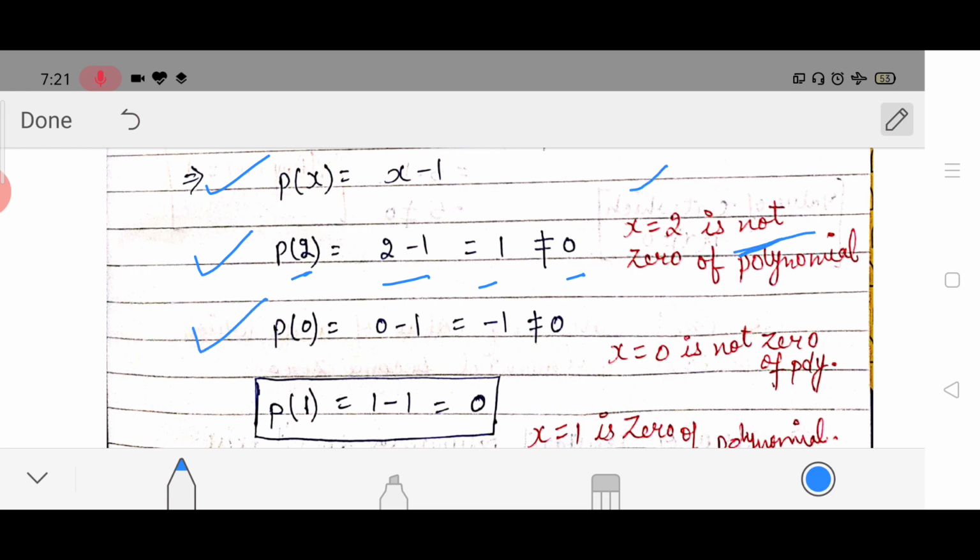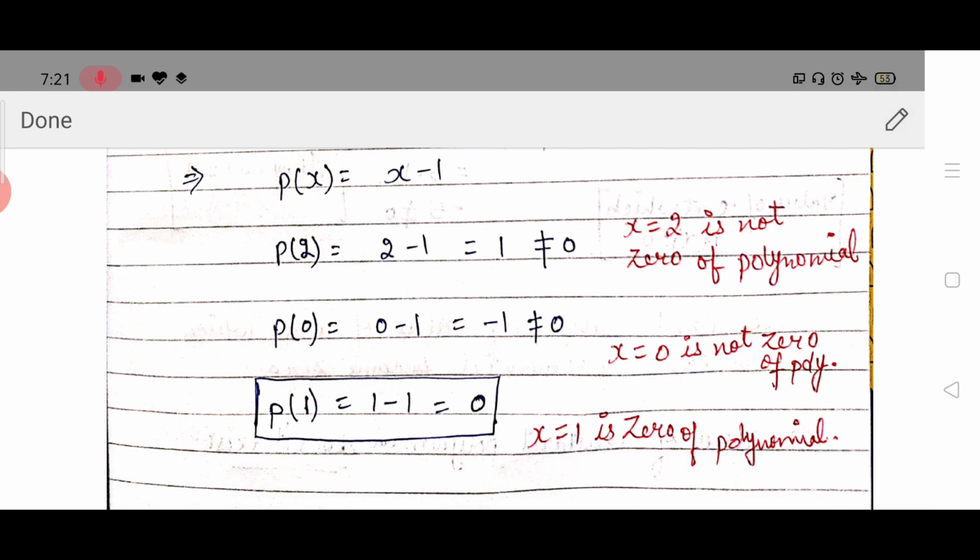Again we have taken another value of x, that is 0. So 0 minus 1 is minus 1, this is again not equal to 0. So we can say x is equal to 0 is also not the zero of the polynomial. Now moving on, we have taken the value of x is equals to 1. So 1 minus 1 is 0, so we can say x is equal to 1 is the zero of a polynomial. So this is the basic meaning of what we mean by zero of a polynomial.